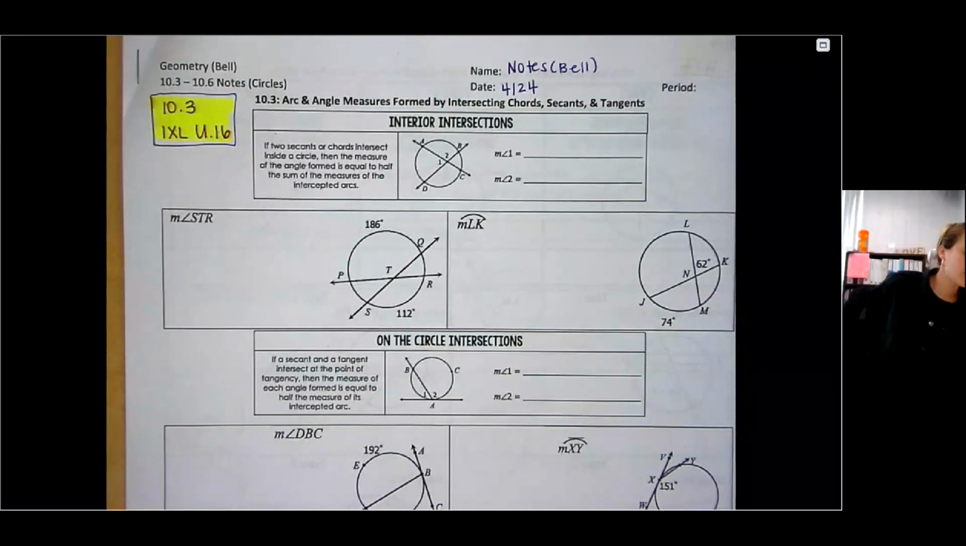Today we're going to talk about 10.3 to 10.4, or sorry, 10.6, our notes about circles. I'm going to do this probably in two different videos. I'll do one video for 10.3 and 10.4, and then a second video for 10.5 and 10.6.